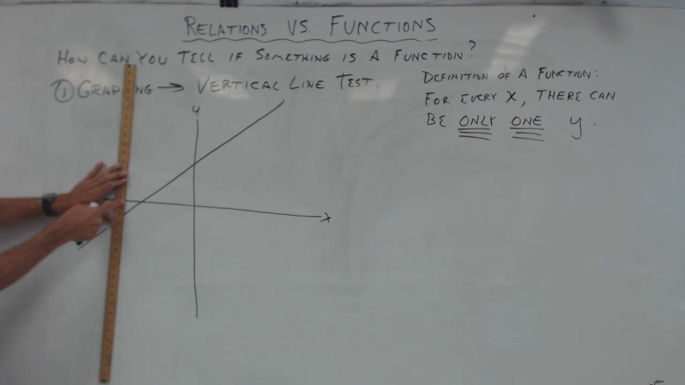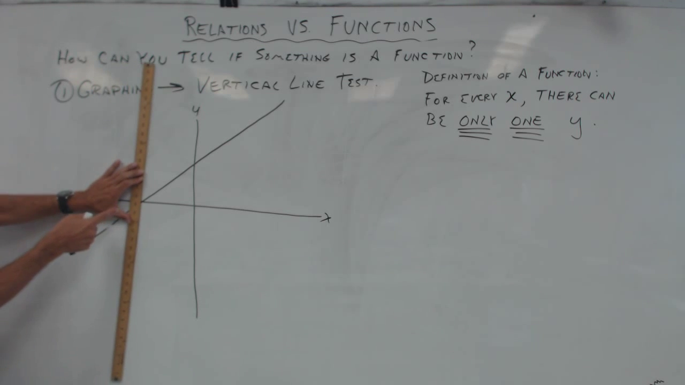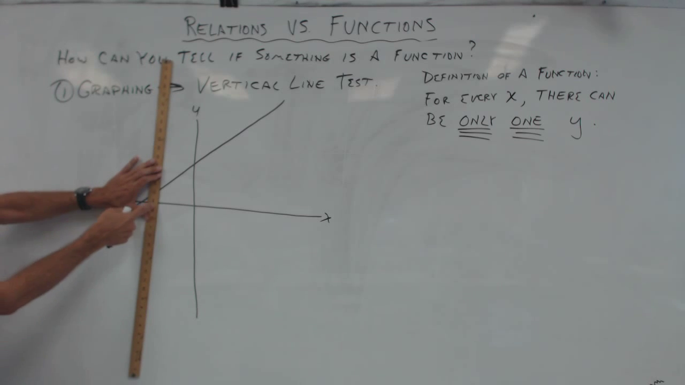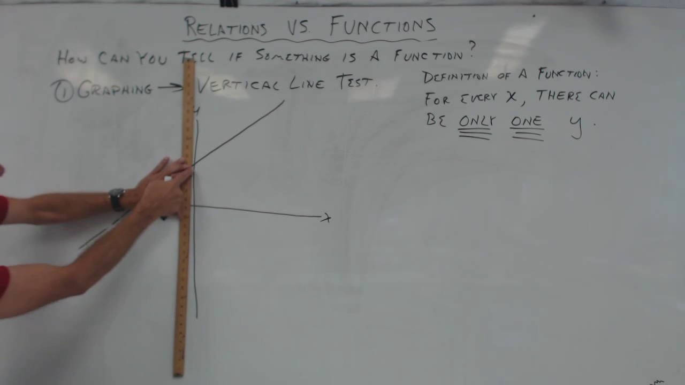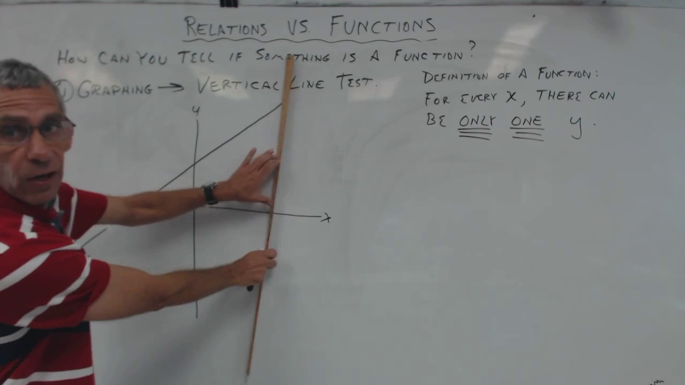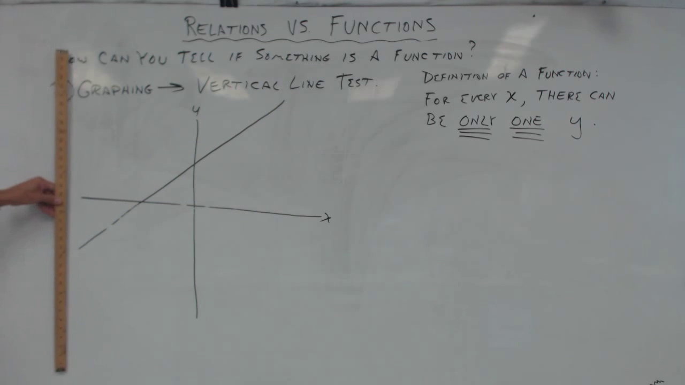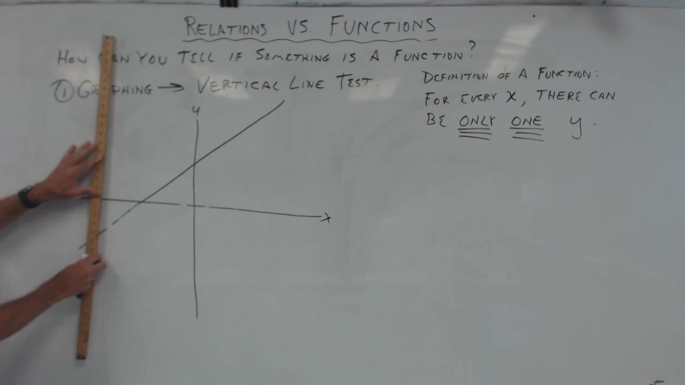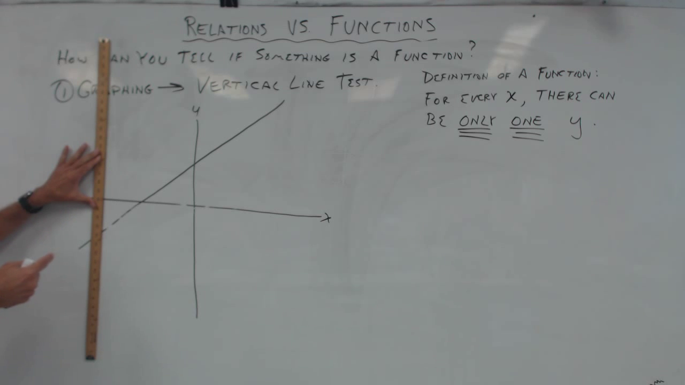For this x, there's only one y here. For this x, there's only one y. For this x, there's only one y. So yes, this is a function. You see that? There is no place where I have two y's for every x. So that's definitely a function.